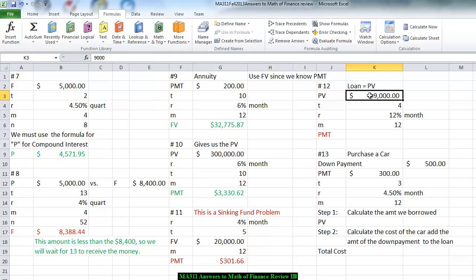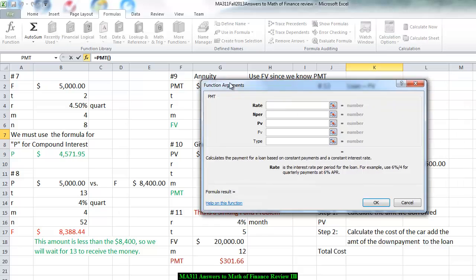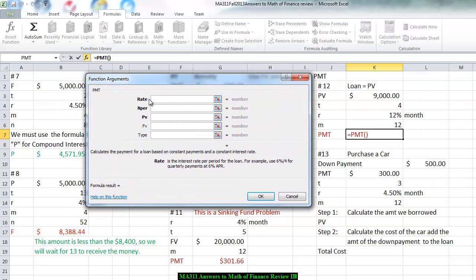Question number 12 is a loan, and a loan is always called present value. A loan of $9,000 is to be repaid with monthly payments for 4 years at 12% interest compounded monthly. Again, we want to be able to calculate the monthly payments. So we know there are 12 monthly payments per year. Again, we're going to go to our payment function, and again, we're going to fill in our template.